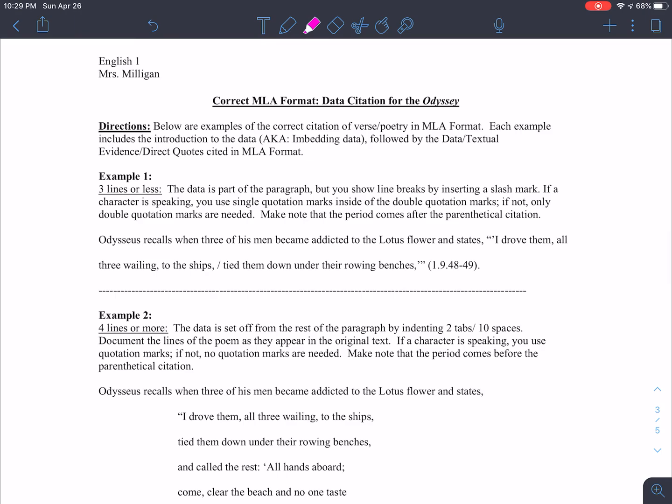Finally, on this last page, I've given you examples of how to cite from the Odyssey. It is poetry, a narrative poem, and so it does follow those poetic device requirements, whether it's 3 lines or less or 4 lines or more. And you'll notice in these examples, I have an introduction to the data, and then I have an example of how you cite, especially when Odysseus is speaking, 3 lines of poetry or less.